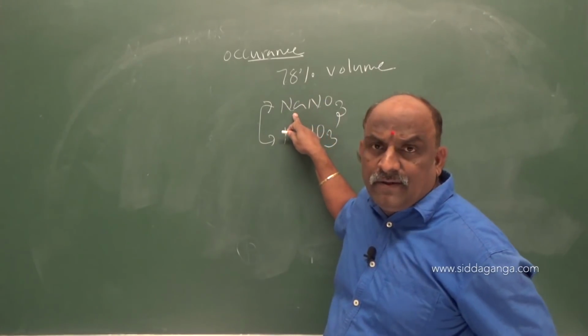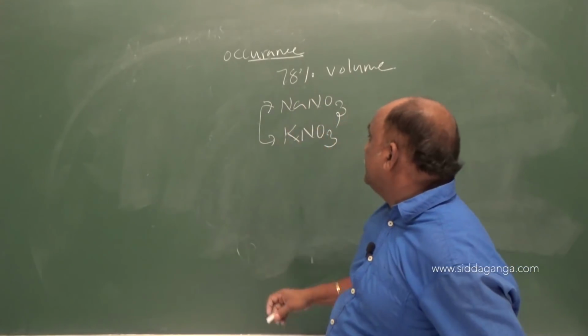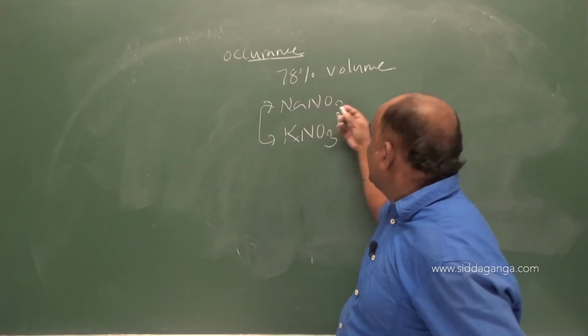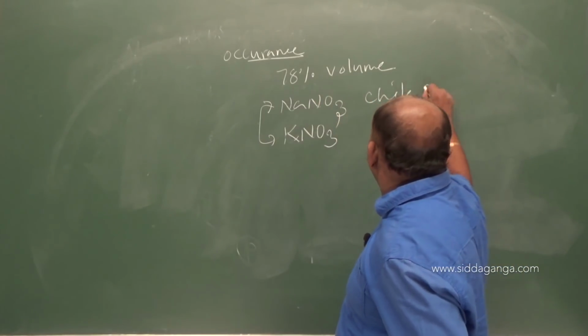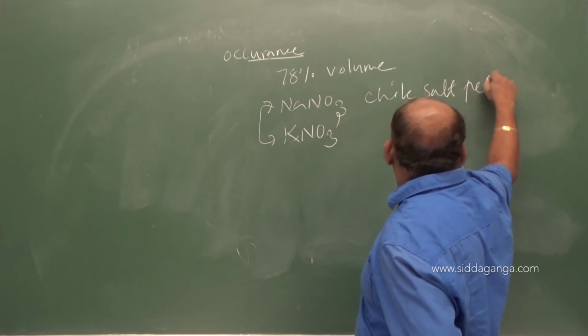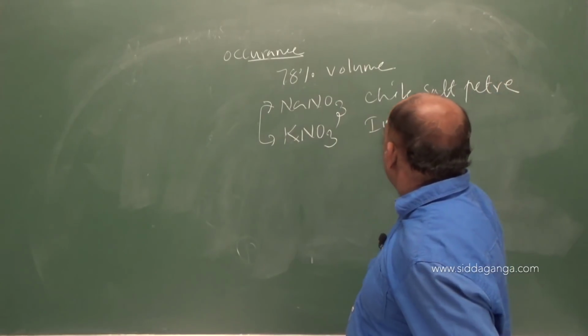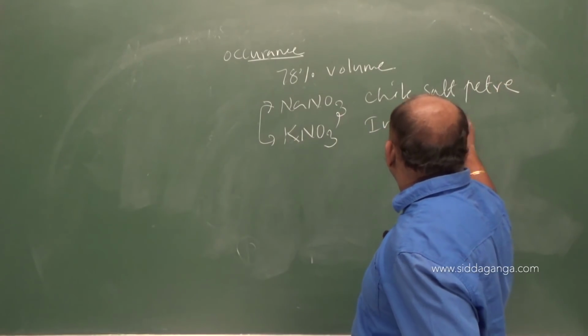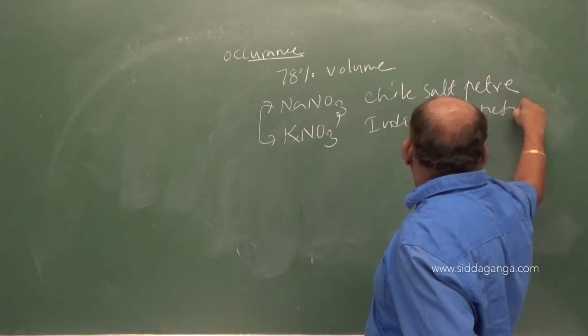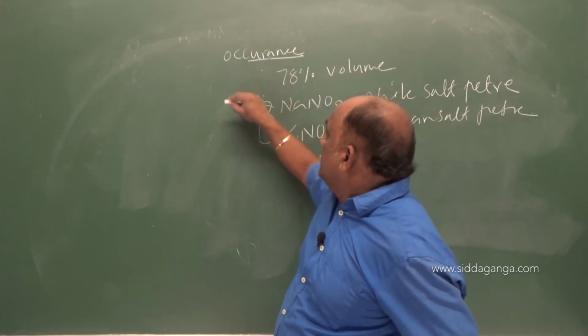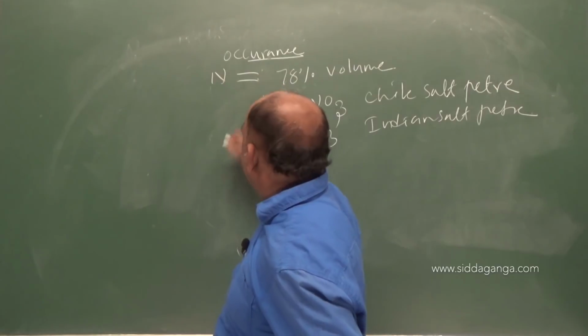While coming to the compound state, NaNO3 is Chile saltpeter and KNO3 is Indian saltpeter. So that is for nitrogen.